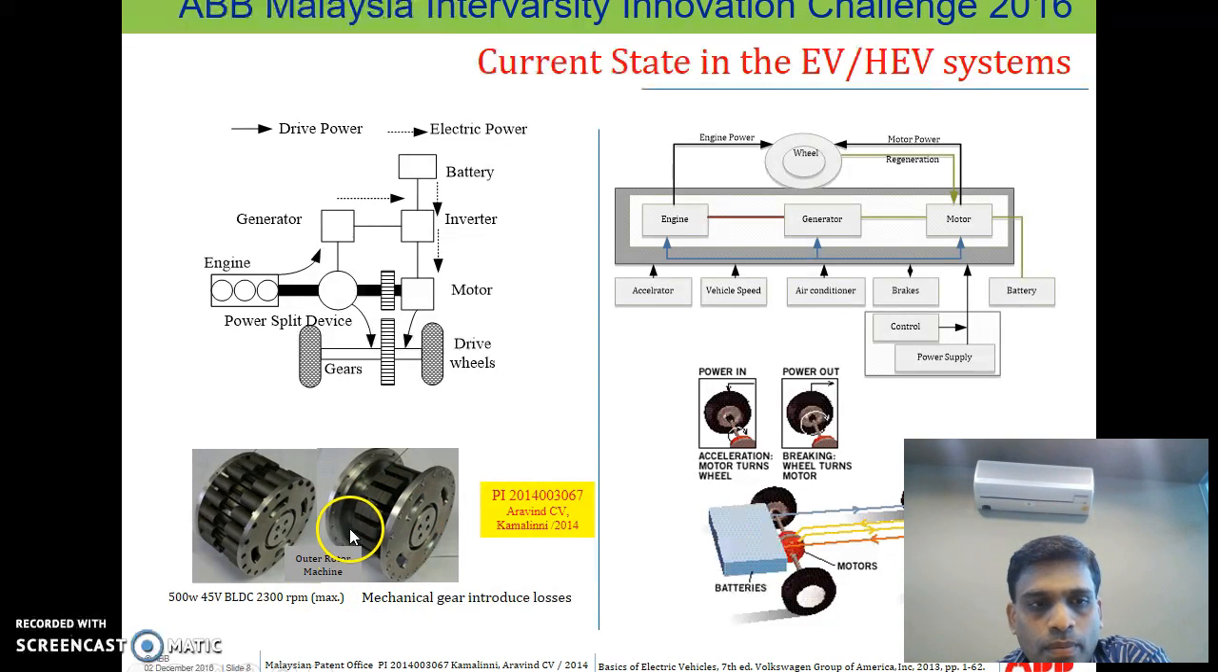Then you show your practical model. You explain to them the practical model, how it looks like. Then you say that the drawback of this model is the mechanical gear introduces a lot of losses, because essentially after we do this, we need to have a gear system. That means mechanically you have to connect this to another mechanical drive.